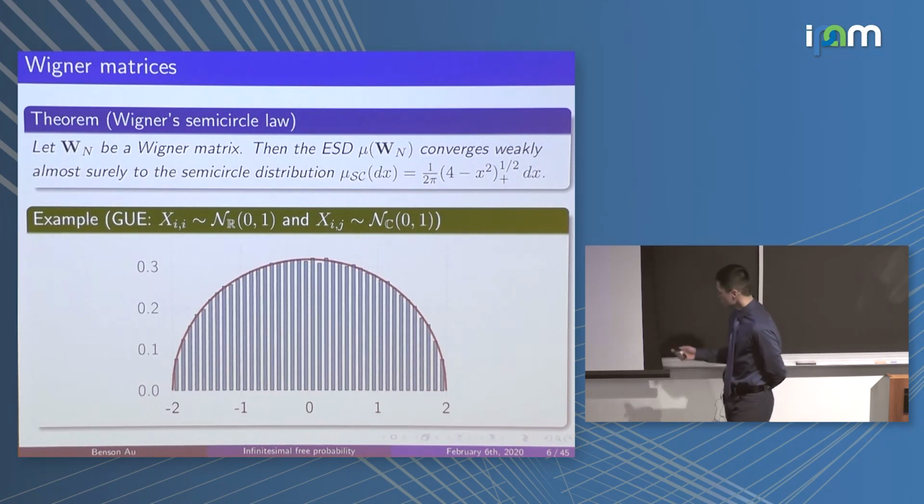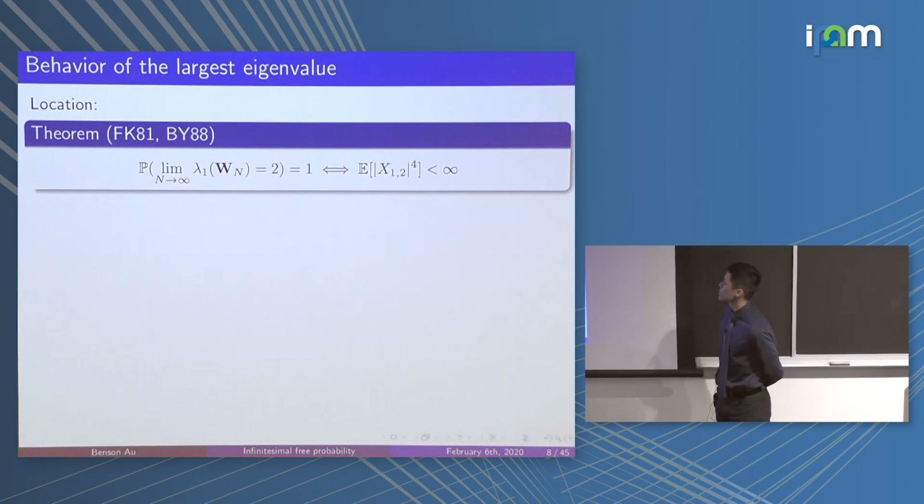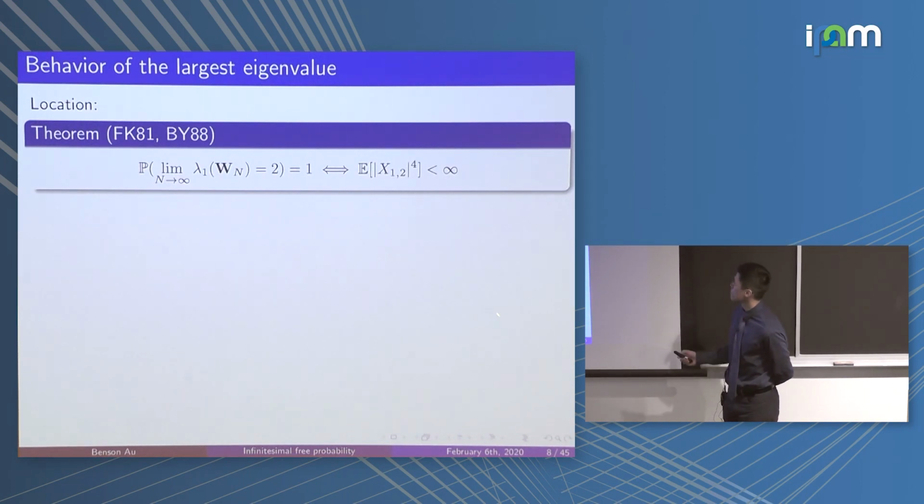Okay? So then the question is, what is happening to the largest eigenvalue? And this is an old question. This is first studied by Füredi and Komlós, and then the version that's definitively proven here by Bai and Yin says that the largest eigenvalue will go to 2. It'll go to the edge with probability 1, if and only if, this is a strong condition, your fourth moment of your upper triangular entry, that's what's driving all of this basically, is finite. Okay, so that's a nice result.